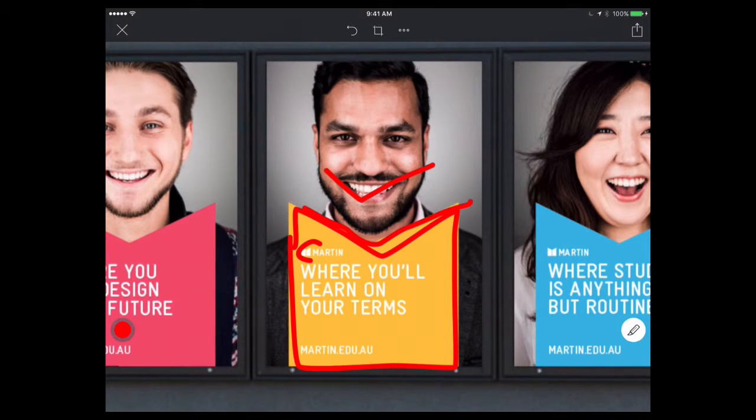You also have harmony between the typefaces because this tagline here uses the same typeface as the URL down at the bottom. So you have harmony of space as well, with the amount of what we call white space, which is empty space with no design elements in it, on the left is the same as the amount of white space on the right.